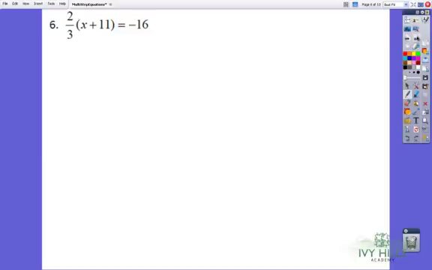Number 6. Again, I'm free to distribute the 2/3 inside of the parentheses, but as you can see, 2/3 times 11 is going to give us an awfully confusing number to work with. We could still do it if we'd like, but just like that last problem, I'm going to multiply both sides by the reciprocal of my fraction at the beginning so that I can just get rid of it and not even worry about it.